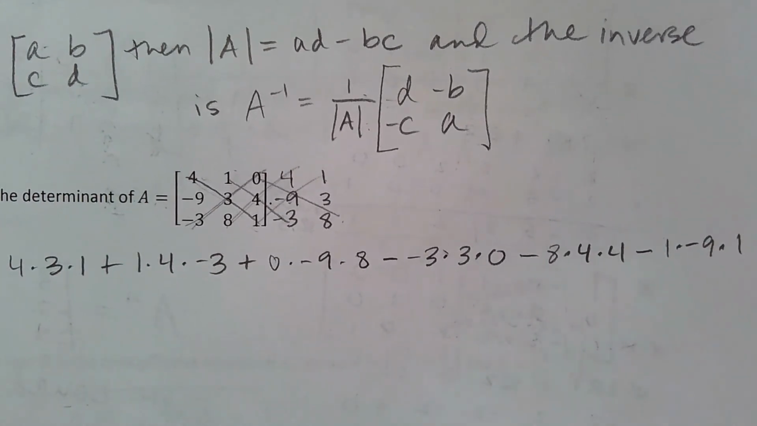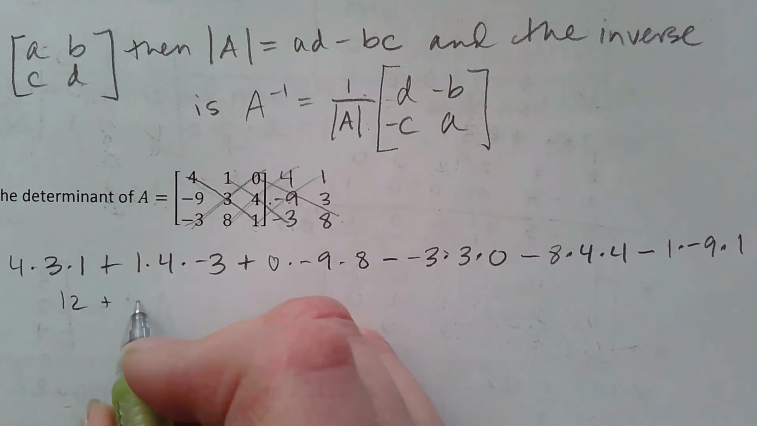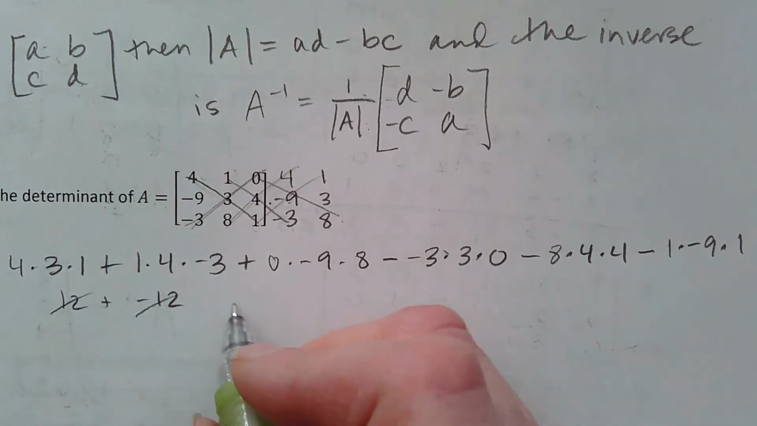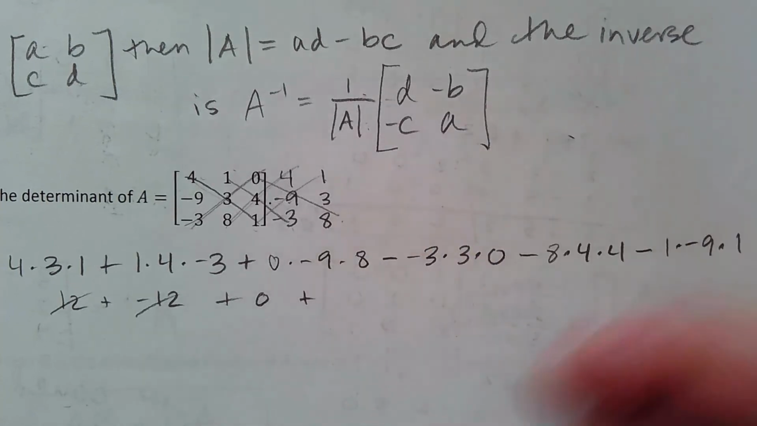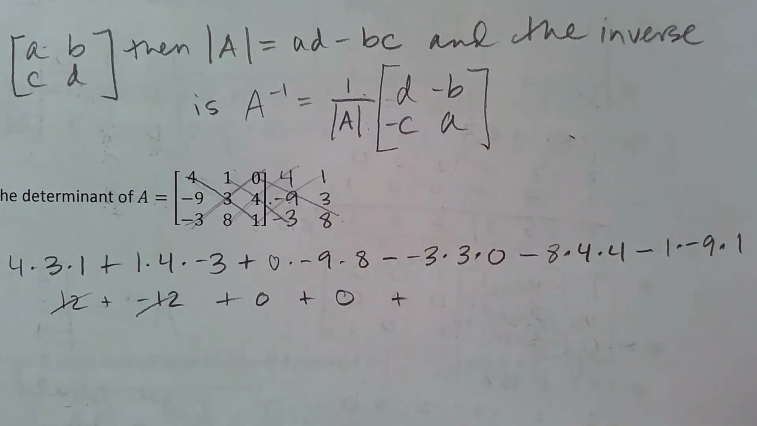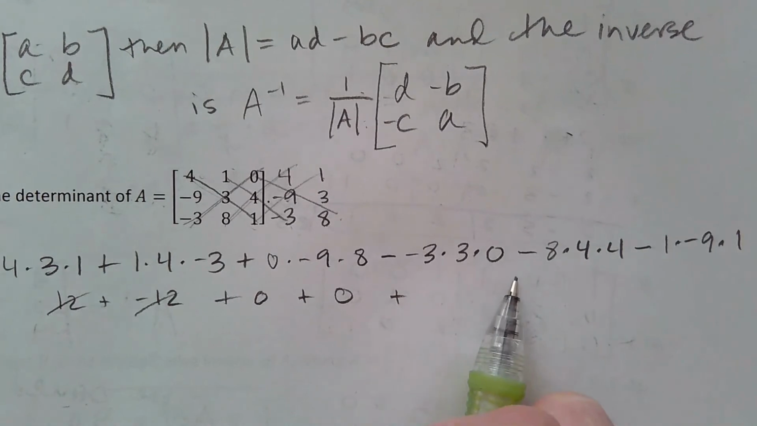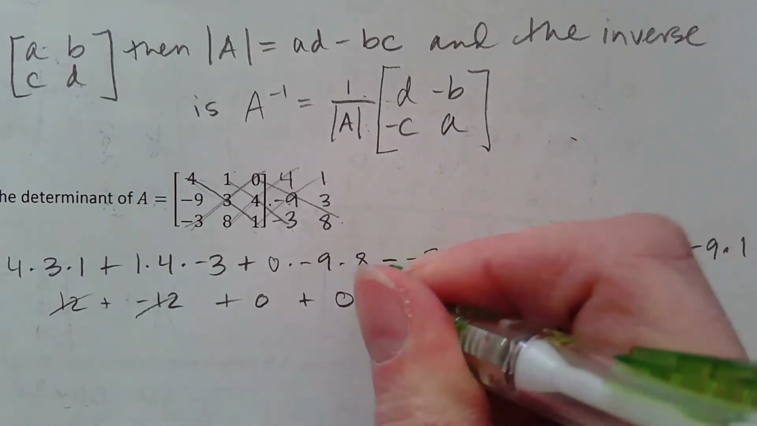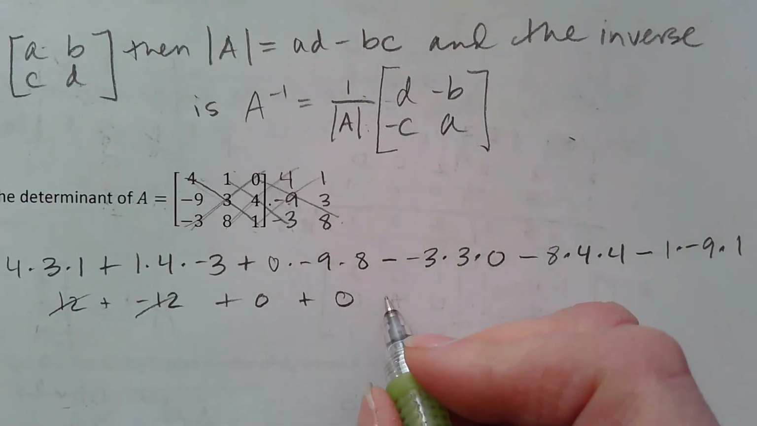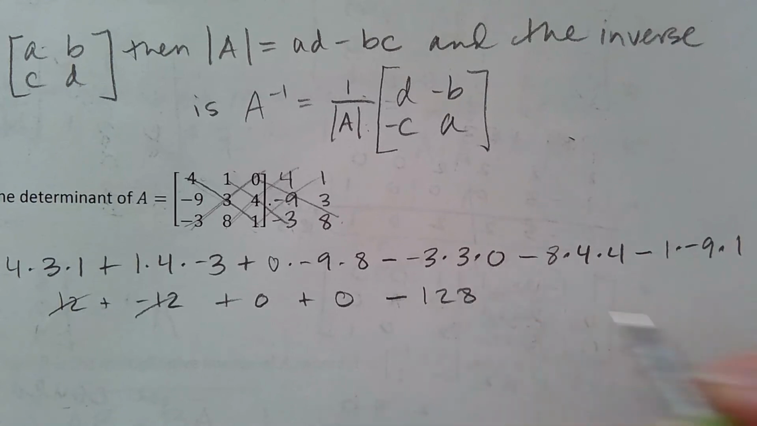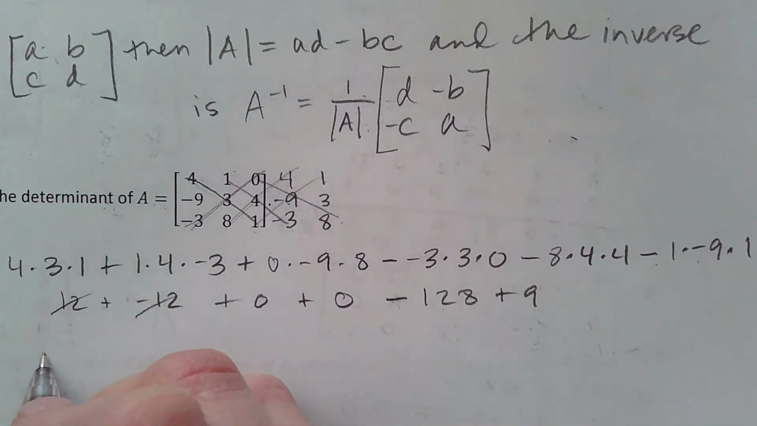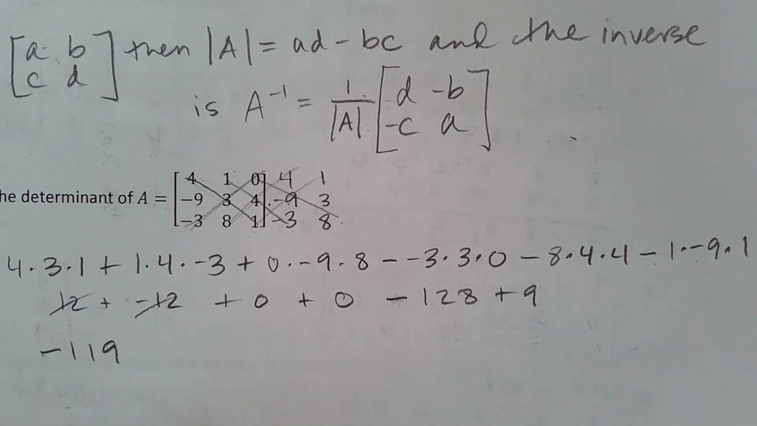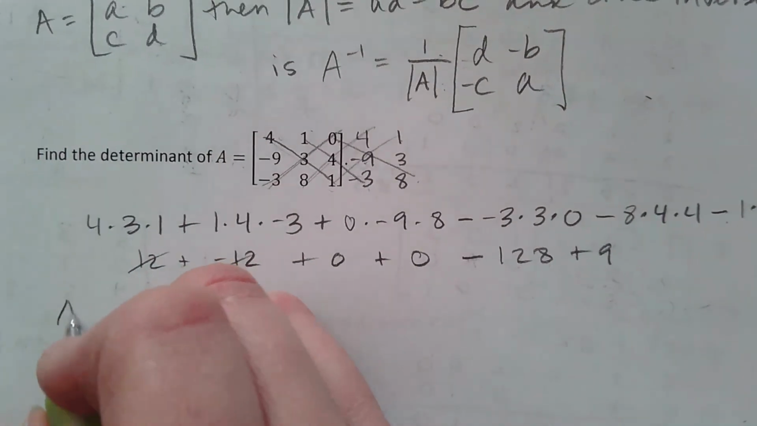So now we've just got a super big math problem. So 12 plus -12, those are going to be gone, plus 0. We are so thankful anytime we have zeros with our matrix work. But this is a minus here, right? I need to change that. Let's see, it should be 128 minus, this is going to be a +9. So minus 119, that's going to be my determinant of A.